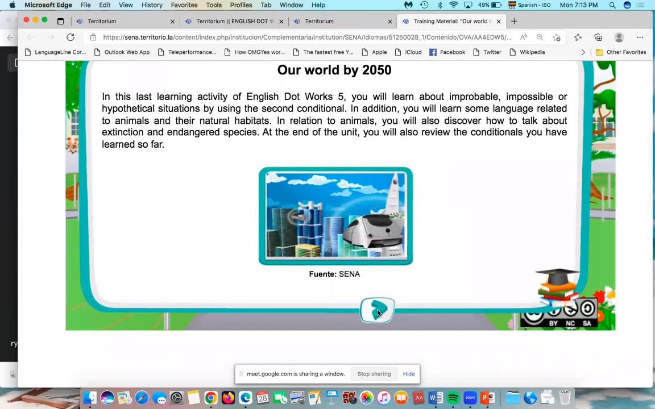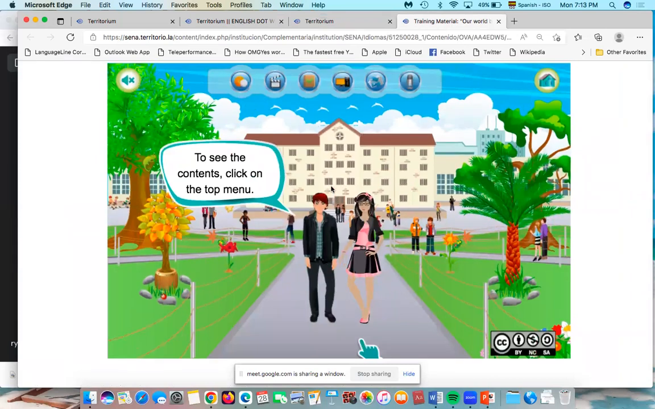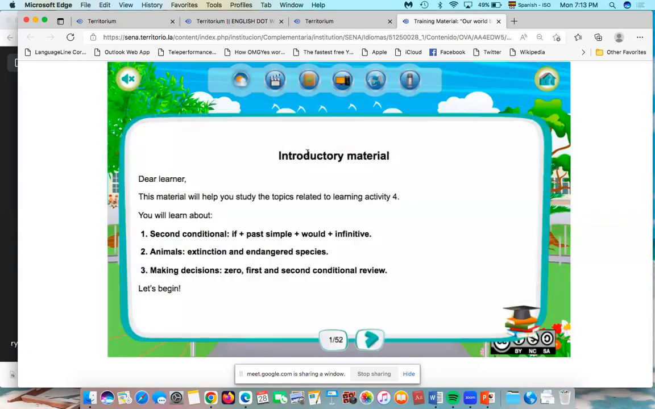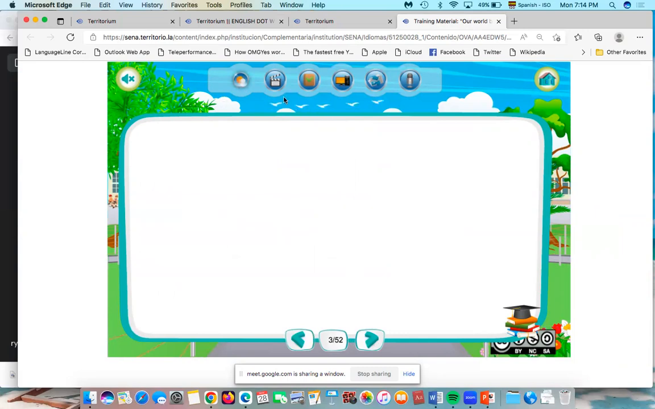Okay? La semana pasada vimos el condicional 0 y el primero. Ahora vamos a ver que es el segundo condicional. Introduction. En introductory material tenemos second conditional, if, past simple, and would. And we have some topics about animals, extinction, and endangered species, making decisions, okay? Bueno, cuando usamos esta expresión que vamos a ver aquí, ¿cierto?